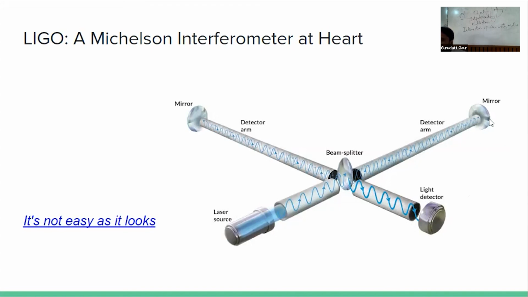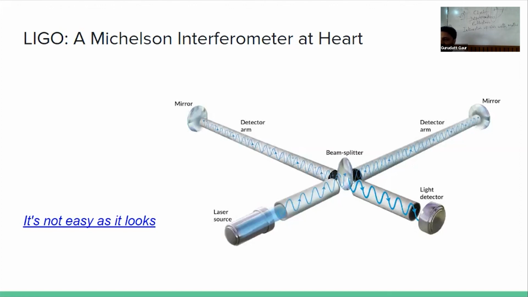Do you know what is the length of this arm? 4 kilometers. But why can't you make it larger than 4 kilometers? Earth's curvature. Because light has to travel in a straight line. It has to fall on the mirror and come back. It really travels a very long path, 4 kilometers, and comes back.